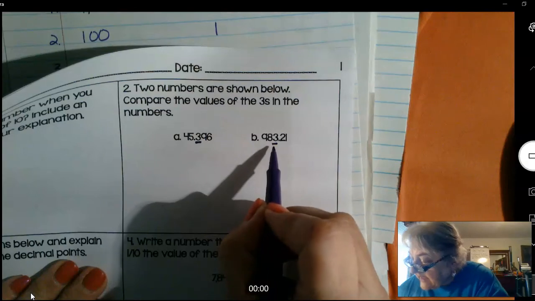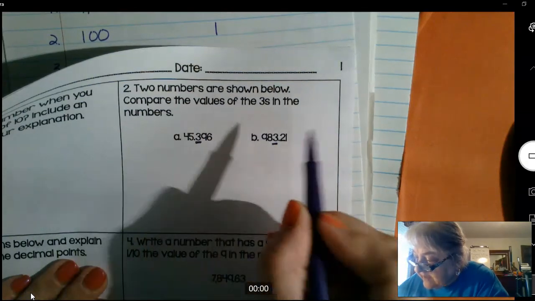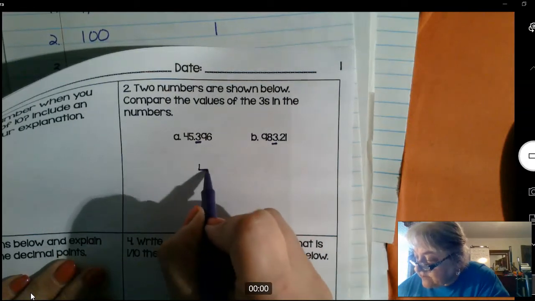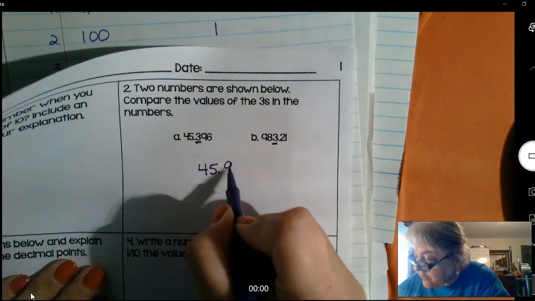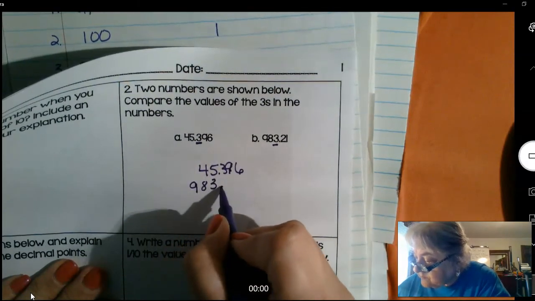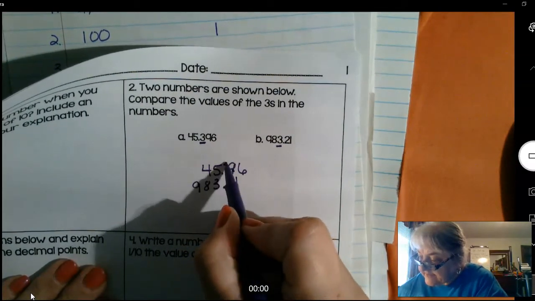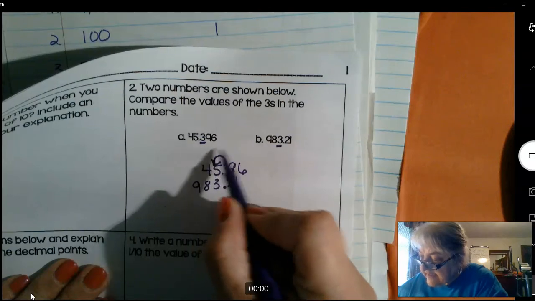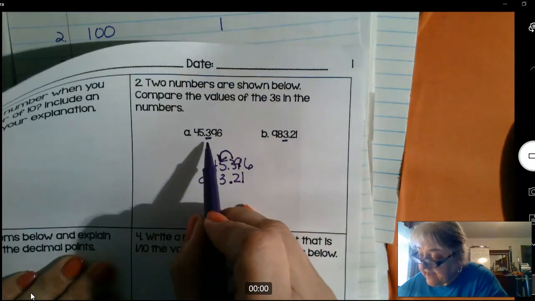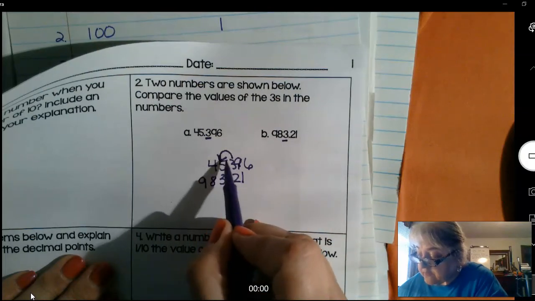Okay. I can see that this one is behind the decimal point. This one is in front of the decimal point. So if I were to line these two numbers up by the decimal point, I can see that this digit is 10 times more. So you might be asked to find a digit that's 10 times more, and you're going to be moving it over to the left.